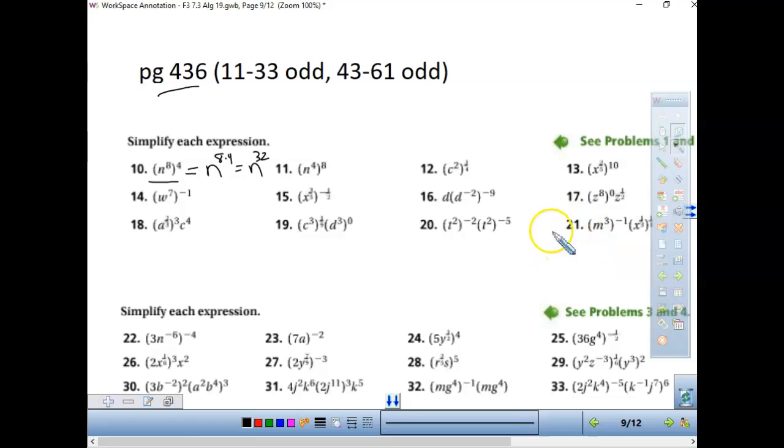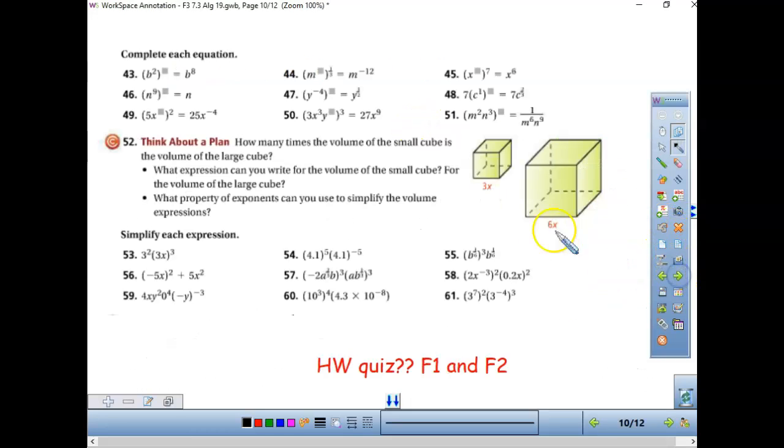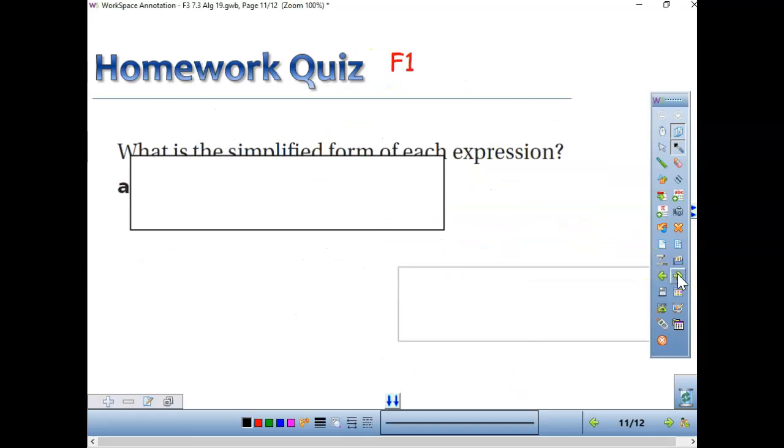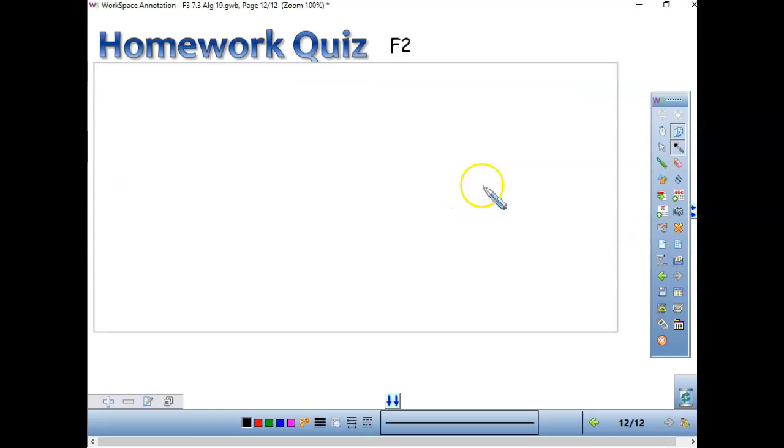Tomorrow or next week when we come back, we're going to be doing a worksheet on F3 on Monday, and at that point we will probably take a small homework quiz that'll cover the F1 unit and the F2. So we won't do that today. I'm going to give you some time to work on these, but we will have a quiz probably simplifying with the negative exponents and the 0, and then also like we were just looking at F2.